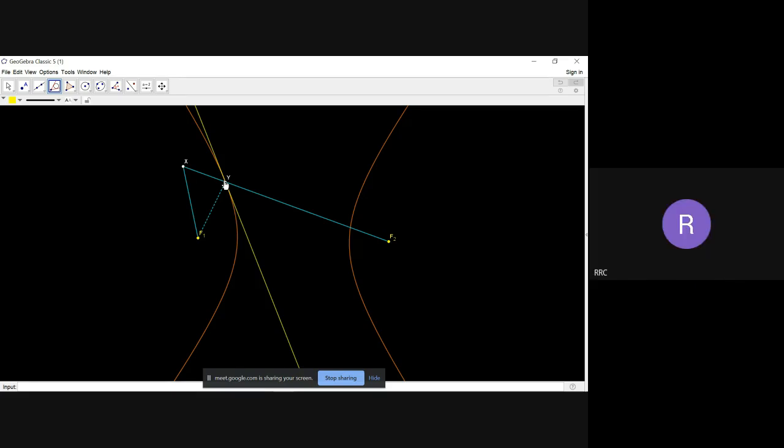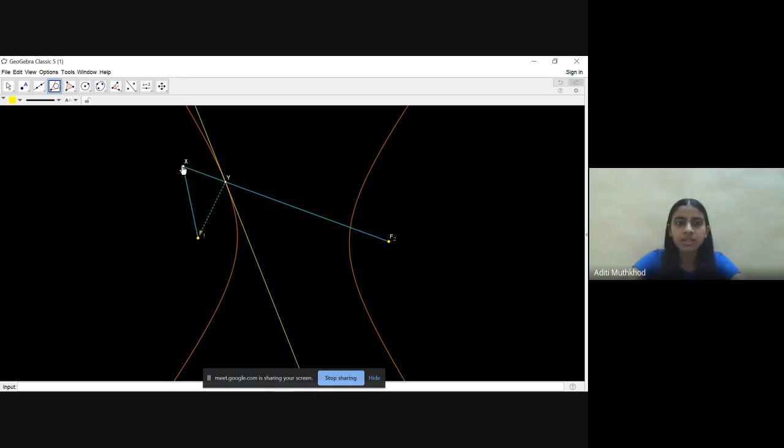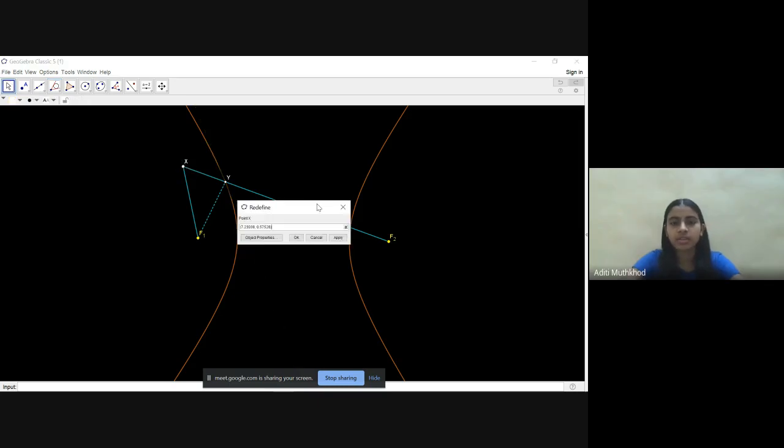Quick question. What's X doing in this diagram? No, it's just random, it's not doing anything. What did I just do? Okay, thanks.